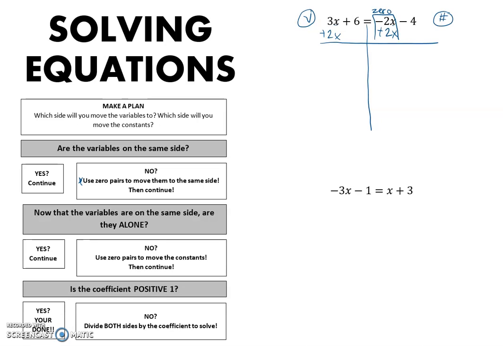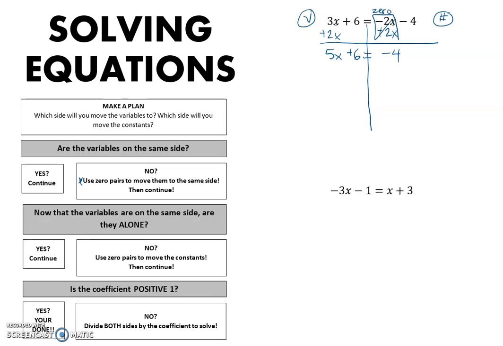All right, so now I add the two rows together. So 3x plus 2x is 5x. I still have this 6, so I have to add 6 equals negative 2x plus 2x was 0. And then I have minus 4. Okay, so we did that. Now the variables are on the same side.